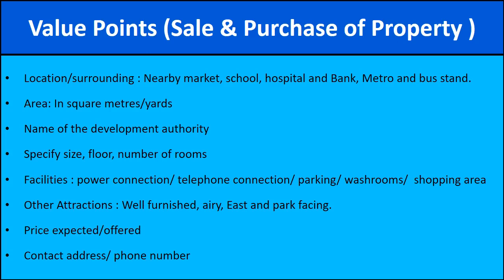And you may also mention the name of the development authority, specify size, floor and number of rooms, then facilities like power connection, telephone connection, parking, washrooms, shopping area, and mention some other attractions like well-furnished, airy or ventilated, east and park facing, then price expected or offered, and at the end give your contact, address and phone number.